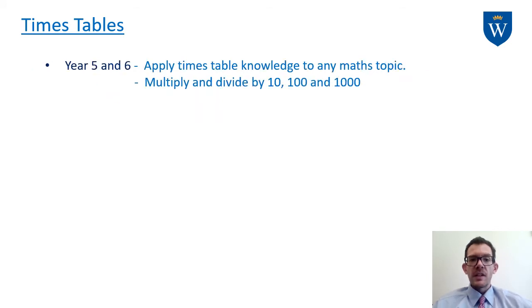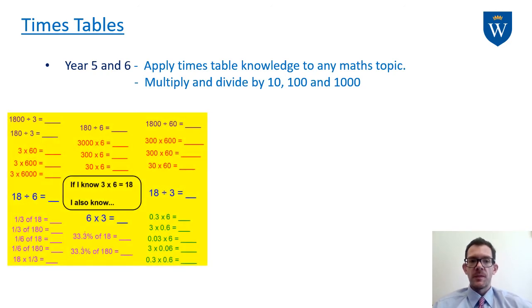In years 5 and 6, we take it up a gear, and we want the children to be able to frequently apply times table knowledge to any maths topic, and we want them to do that without having to be prompted. We also want them to multiply and divide by 10, 100, and 1,000. So, moving on from what they learnt in year 3 and 4, now we want them to be able to say, well, if I know, for instance, 3 times 6 is 18, then I also know all these other facts.